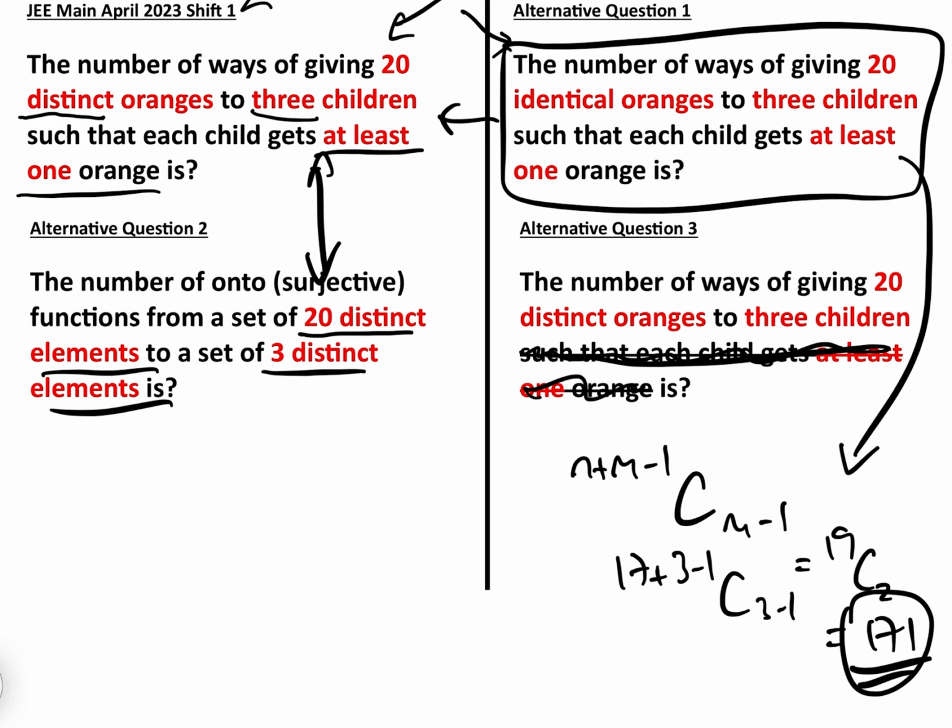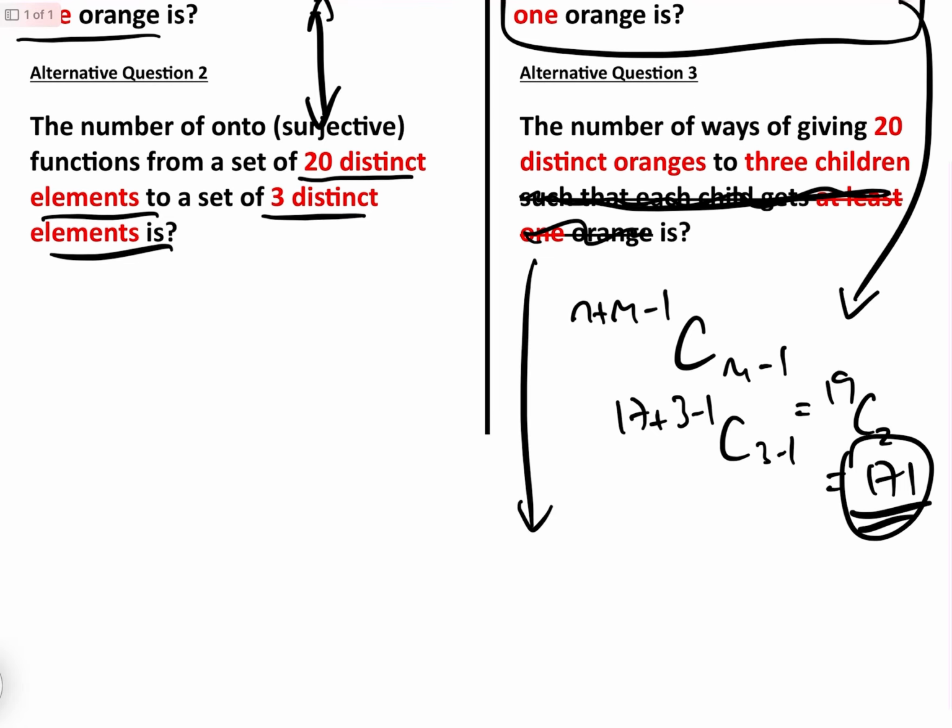Alternative question number 3, by the way, let's just do that one quickly. It's actually very simple. If we've got 20 distinct oranges to give to 3 children, well, basically the first orange we have 3 choices of which child to give. The second orange we have 3, the third we have 3, and basically as there are 20 oranges, there are 3 to the power of 20 possible ways that we could distribute the distinct oranges between the 3 distinct children. So that's alternative question 3.